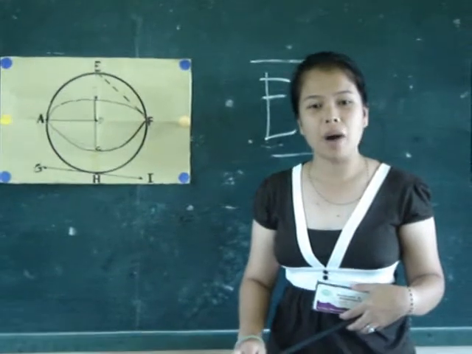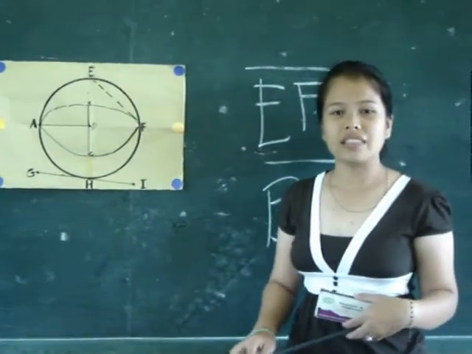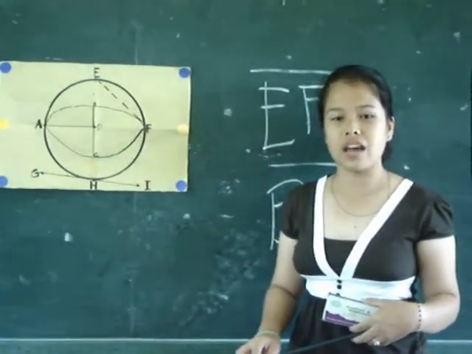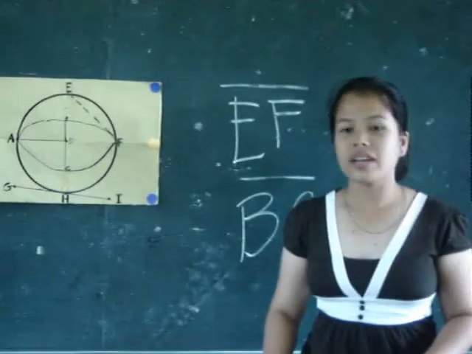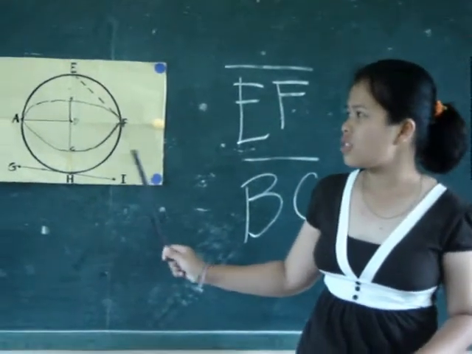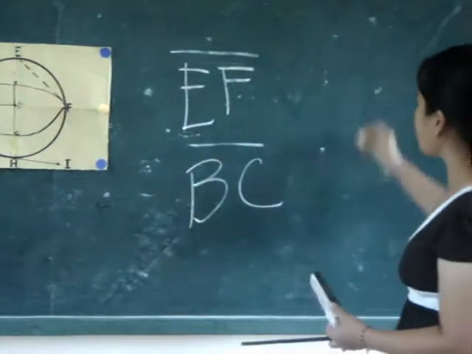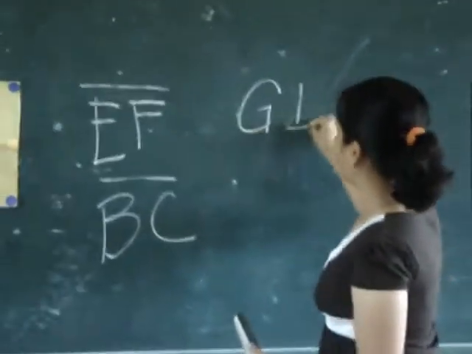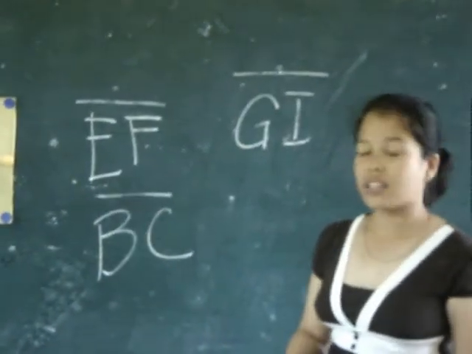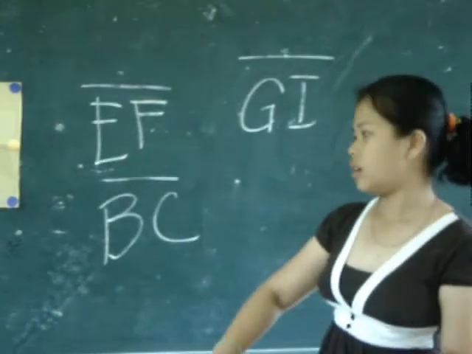Tangent. It is another part of a sphere. It is a line that intersects the sphere in exactly one point. The example of tangent in this illustration is the line segment GI, which is a line segment in sphere H.